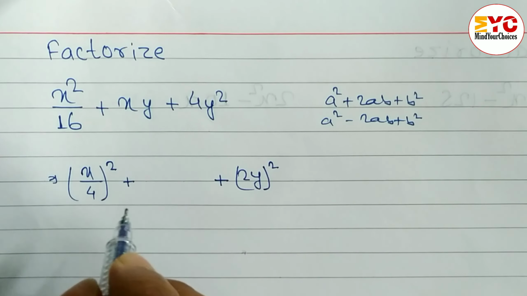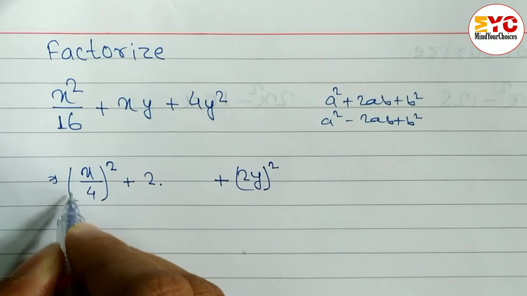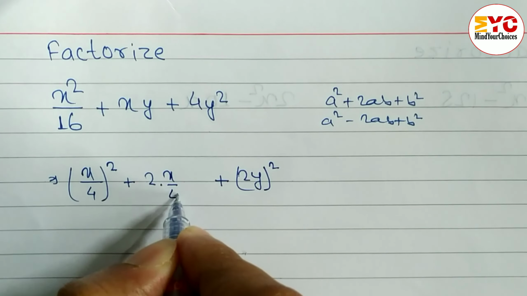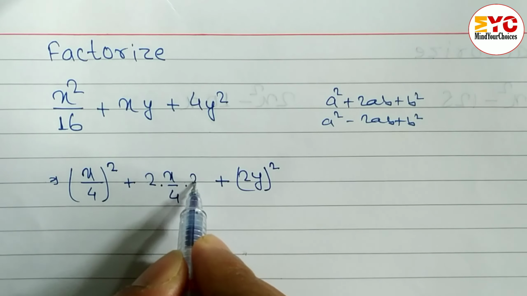In the middle we have to write 2ab. 2, a means what is here? Don't look at this one, xy. A means what? X by 4. So we have to write x by 4. B means what is here? 2y, 2y we have to write.